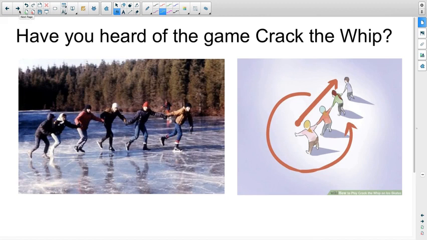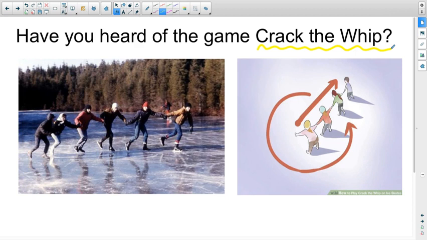So we've had rotational speed, we've had angular speed, and now that's going to transition into another type of speed. But before we specifically talk about it, I want you to think about the game Crack the Whip. You may or may not know what Crack the Whip is. I know when I was a kid in northern Minnesota, we would go to the ice rink, and much like this picture, we would link arms, and then we'd go in a circle.